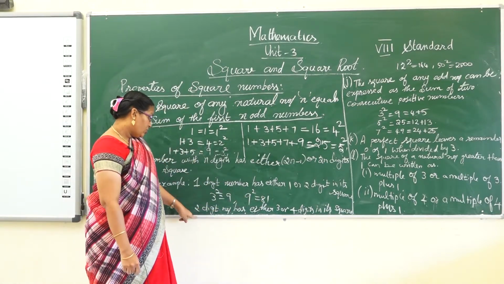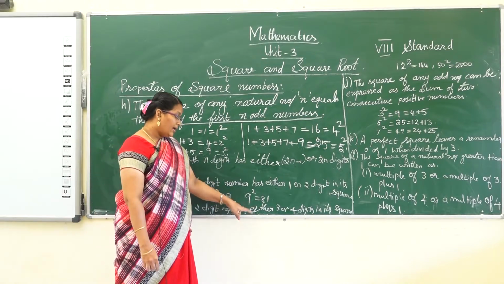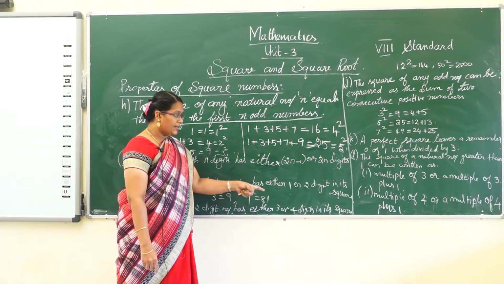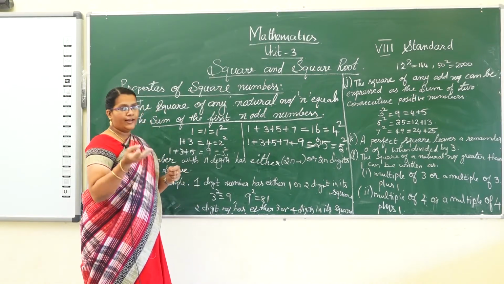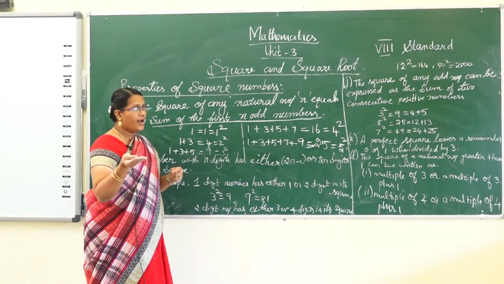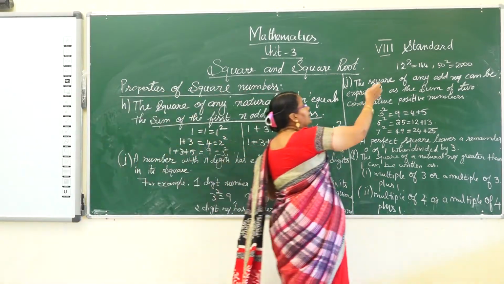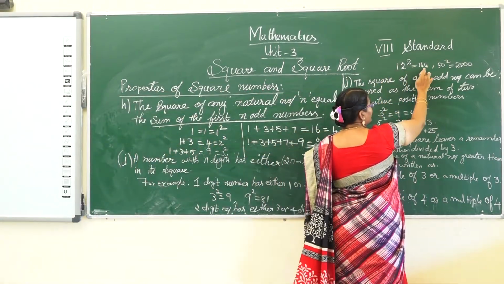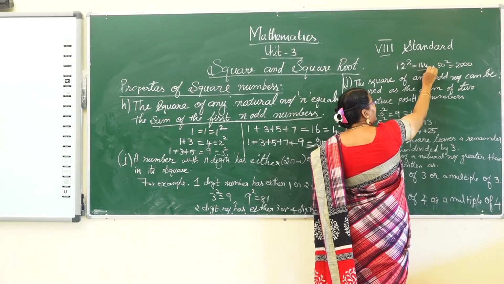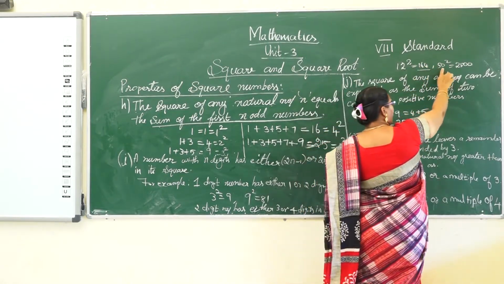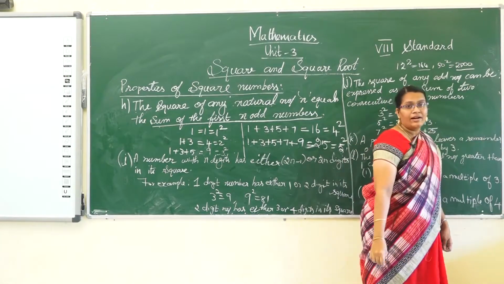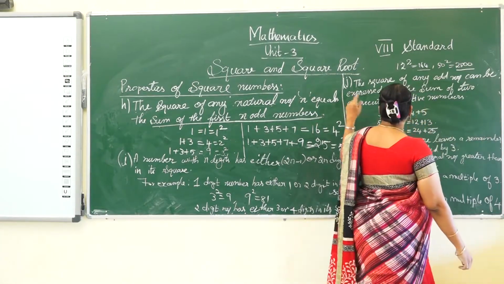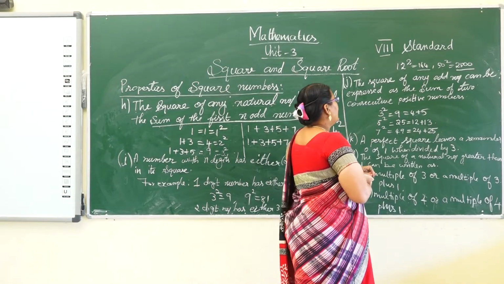Similarly, a 2 digit number has either 3 or 4 digits in its square. For example, 10 square: we get a 3 digit number. What do we get? 100. Here 12 square: we get a 3 digit number. Here 50 square: we get a 4 digit number, 2500. We get a 4 digit number. Next property.